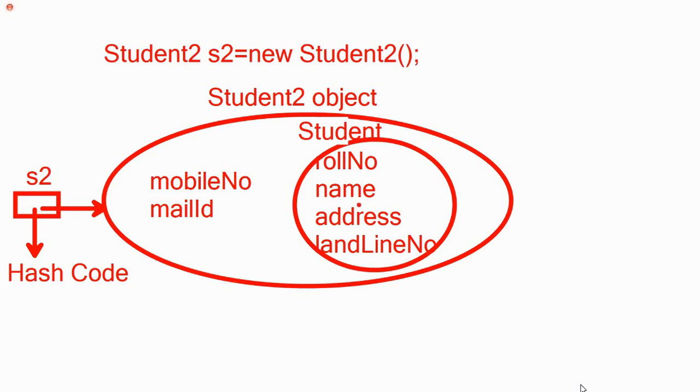Roll number, name, address, landline number, student members. Mobile number, mail ID, student 2 members. For that purpose I wrote one circle. That circle is not an object. That's why I didn't write it. Only student I wrote. Identification purpose. For further understanding of the subject, the diagrams.